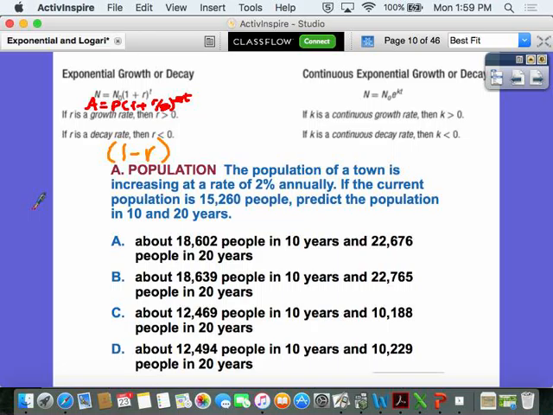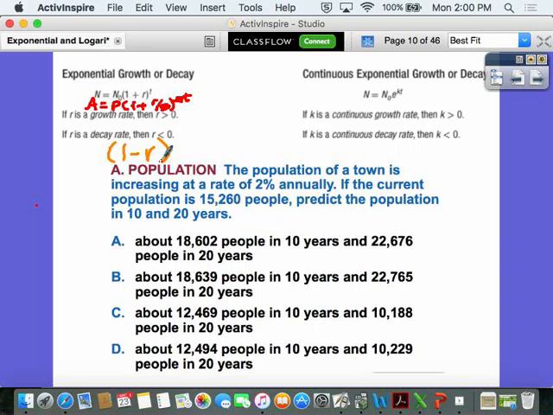r represents your rate, still as a decimal. If r is greater than 0, then you know you're dealing with growth, and you add it to 1. But if it's a decay, then inside that parentheses you're going to have 1 minus r instead. So decay is 1 minus r. t is still your years.